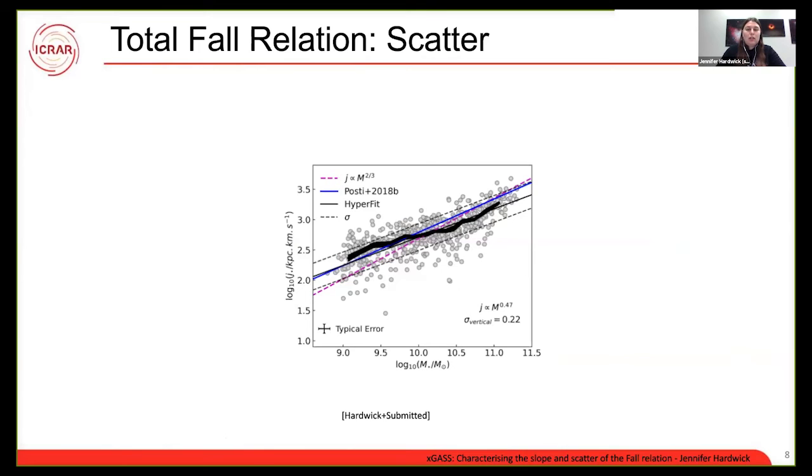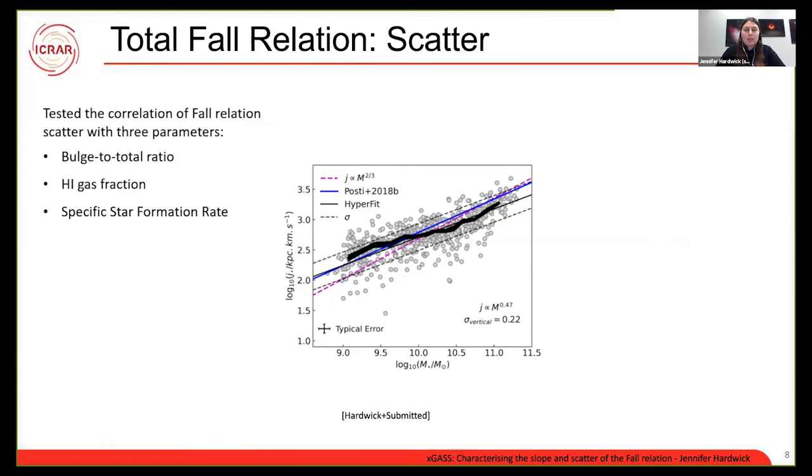So I've shown that it's important to consider morphology in this relation, and also that in these previous works they found offset relationships for different morphologies. So we wanted to see if there was any correlation between the scatter in this relation and any galaxy properties. So we took the offset of each galaxy's point from the best fit relation and saw if this was correlated with three key galaxy parameters: bulge to total ratio, HI gas fraction, and the specific star formation rate. And we found that overall the strongest correlation was with HI gas fraction.